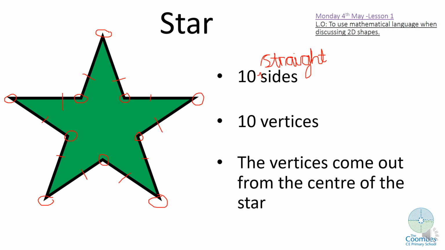And just an interesting fact for you, the vertices of a star come out from the centre. So here's my centre of my star, and all of the vertices all come out from the centre in an equal distance.